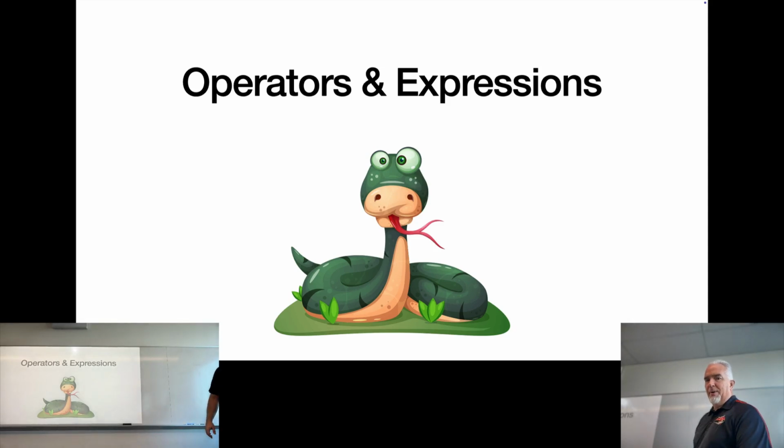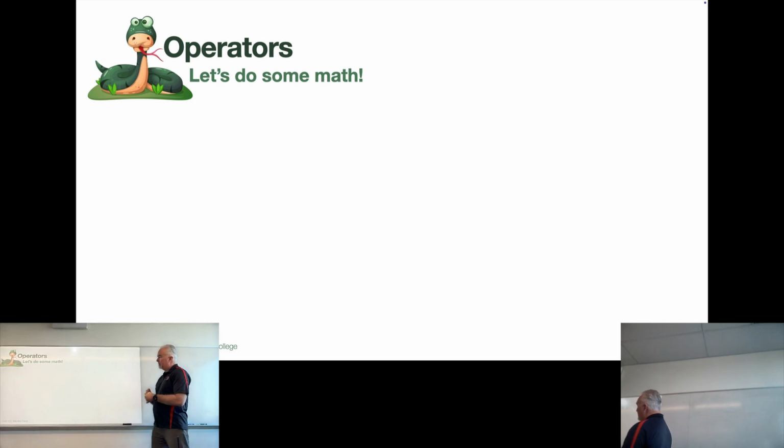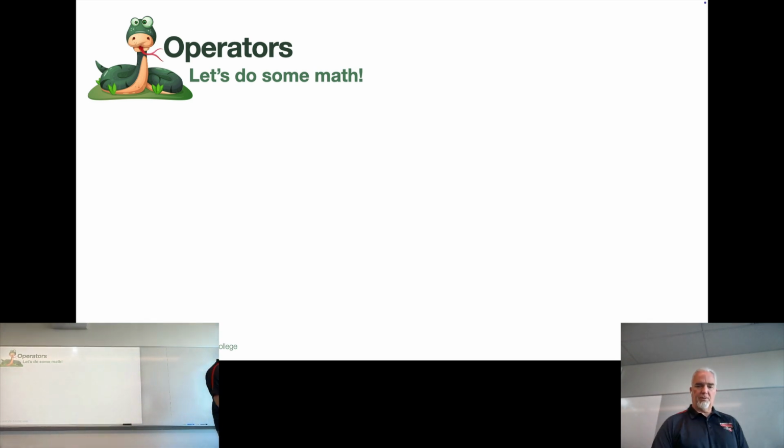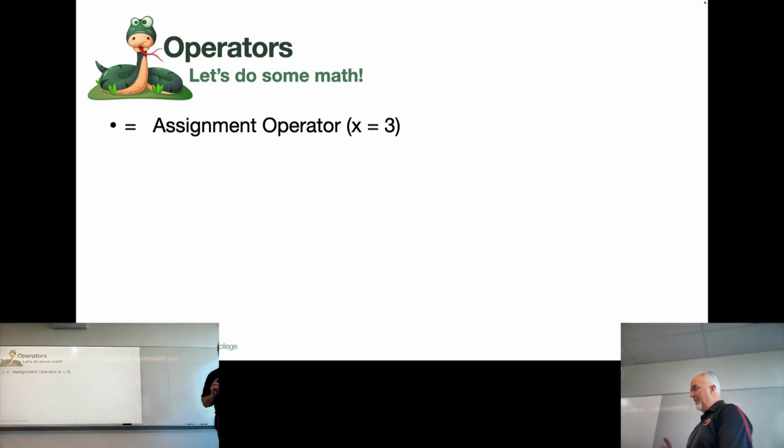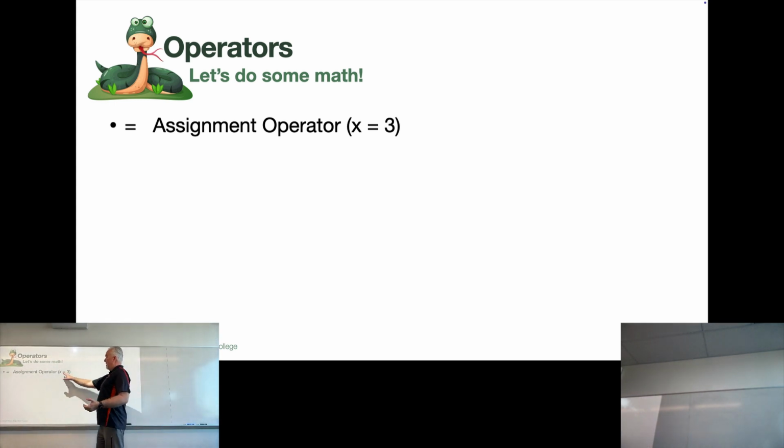So let's look at some operators. And these are simple mathematical operators, except for the first one, which is more universal. This is called the assignment operator. We've already been using it. It's the equal sign. And all it says is something is equal to something else.